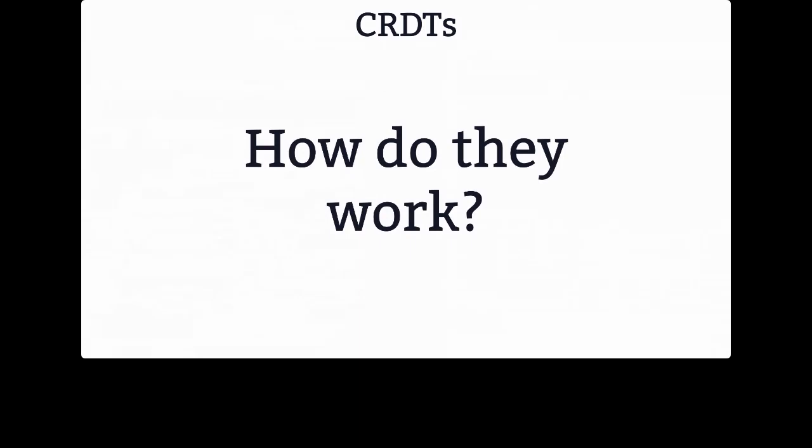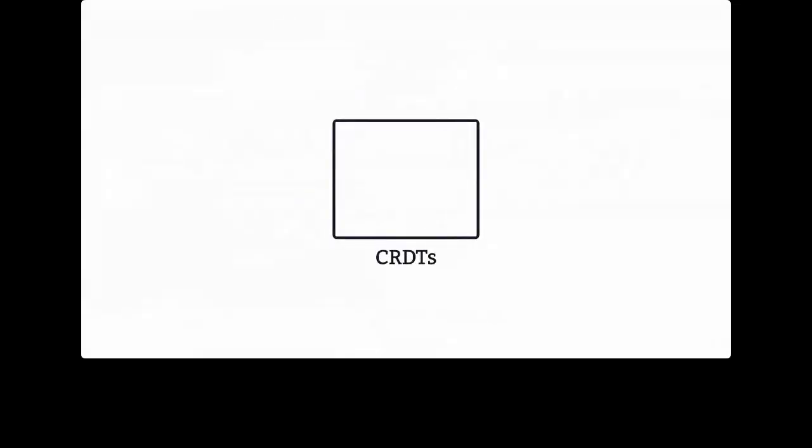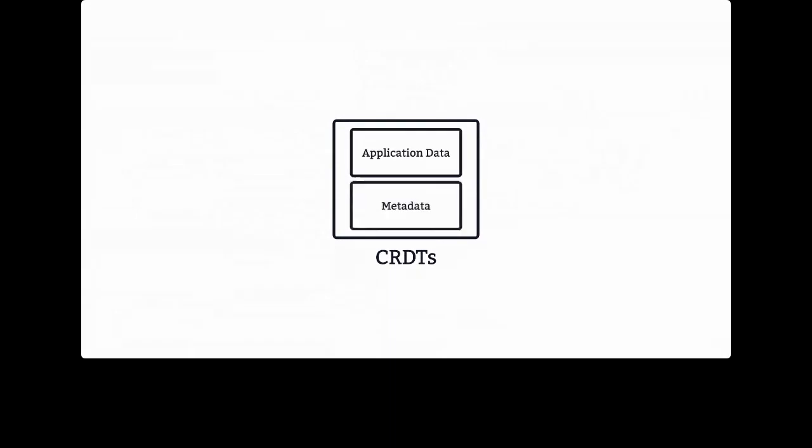Okay, if you're new to CRDTs, you're probably wondering, well, how do they work? I mean, what's the secret sauce? Well, you have to create these data structures in a special way, following certain rules, which we'll talk more about in a moment. And it's also important to note that CRDTs store your application data, but they also store metadata. Okay, so what's with this metadata? Well, hold that thought, because I'm going to look at this metadata more in just a moment here.